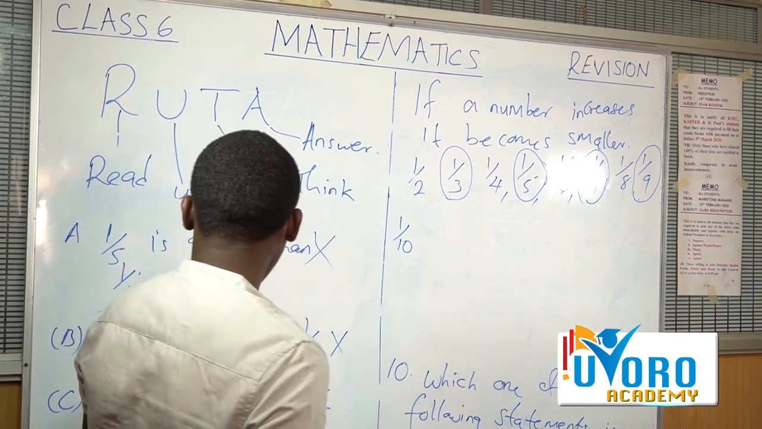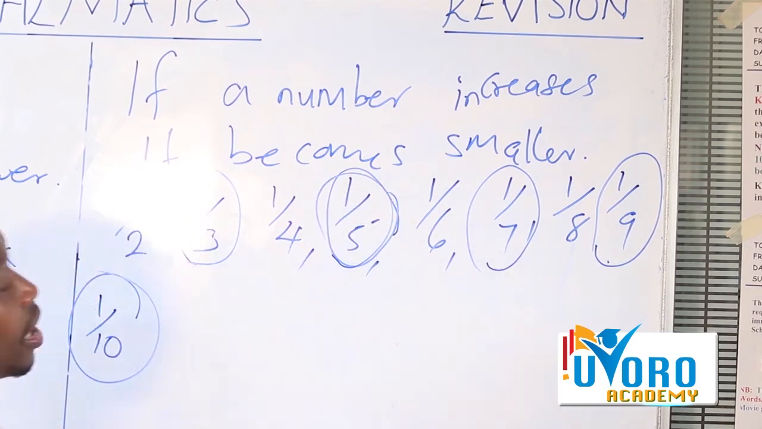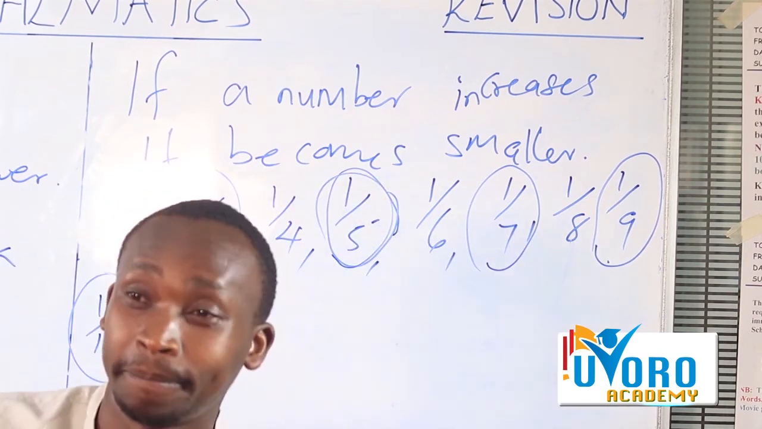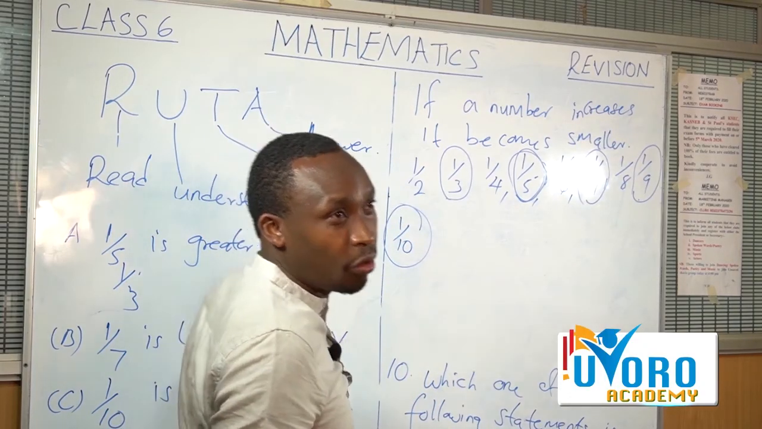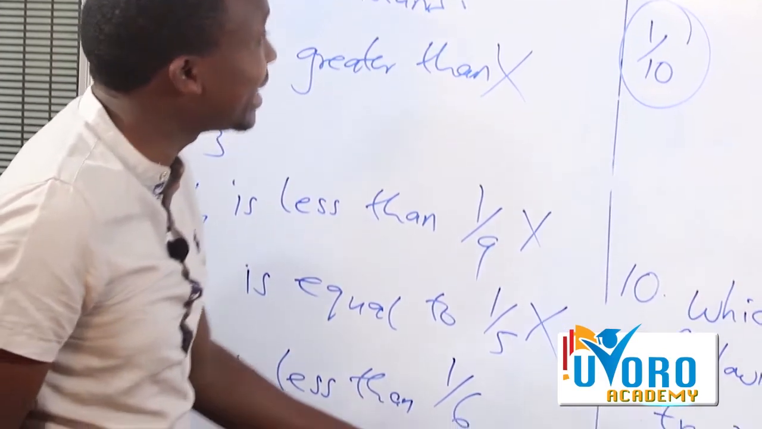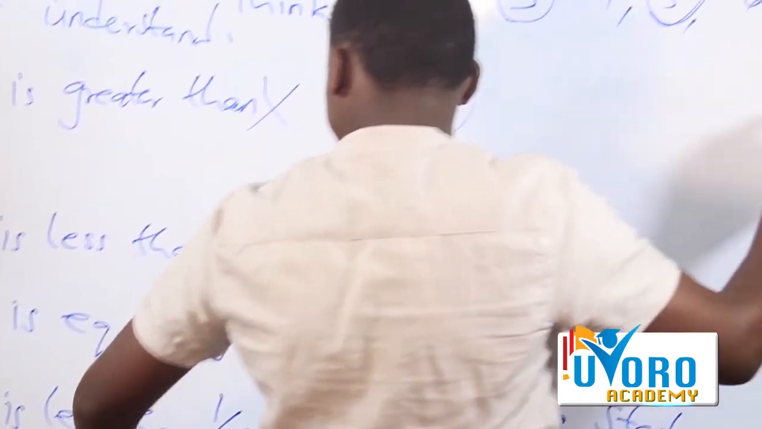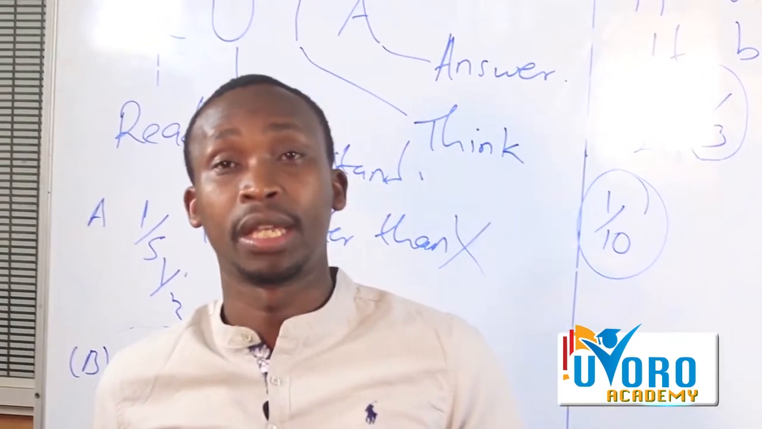1 over 10 is equal to 1 over 5. 1 over 10 and 1 over 5. Which one is bigger, pupils? Yes, very good. 1 over 5. So, 1 over 10, can it be equal? No. Now, we go to answer D. 1 over 8 is less than 1 over 6. 1 over 8 and 1 over 6. 1 over 6 is greater. So, our answer qualifies to be D.